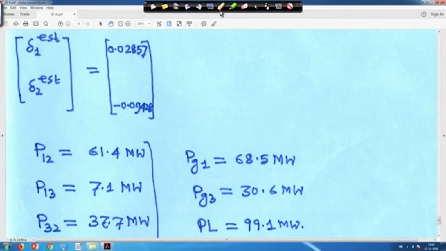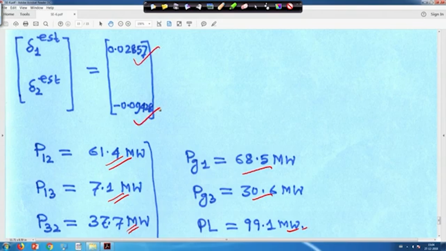Okay. So, in the previous lecture, we have seen the power flow from line 1 to 2, which ultimately came to 61.4 megawatt, P13 7.1 megawatt and P32 37.7 megawatt, along with Pg1, Pg2, Pg3 and the total load. This is the estimated delta 1 and this is the estimated delta 2. Next we will go to the next slide.